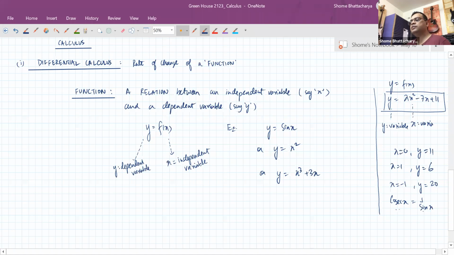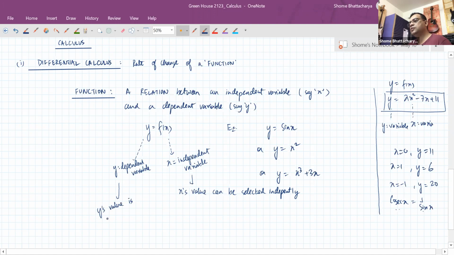So the convention that we follow in writing a function is that the quantity we have written on the left hand side, that is in this case y, depends on the value of the quantity on the right hand side, which is x. So that is why it is called the dependent variable, and this is called the independent variable, because x's value can be selected independently, whereas y's value.